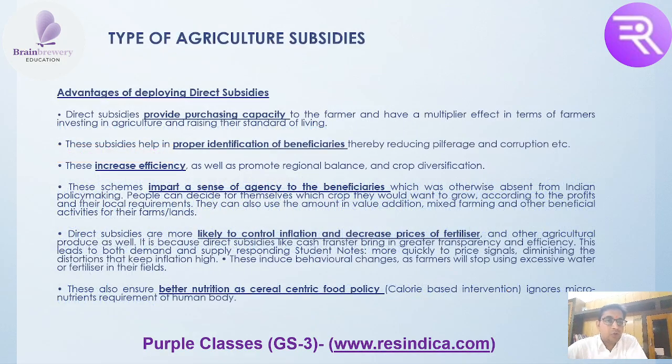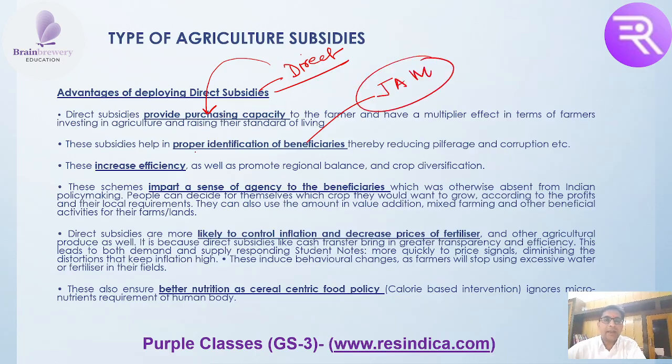right? So what is the advantage of deploying the direct subsidy? Because if you are providing direct cash transfer, you are giving the purchasing capacity, you are increasing the purchasing capacity of the farmer, right? Then once you are able to properly recognize the farmer with the help of Jan Dhan, Aadhaar, and mobile, with this you will be able to properly identify the beneficiary, because you will be knowing that yes, this money is going to the intended beneficiary.